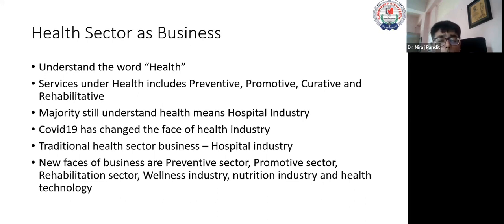See, in this, preventive, promotive, rehabilitative, and wellness are mostly from the service point of view. Nutrition and health technology have some attachment with production or manufacturing. So this is also a new scope and opportunity, not only service but service attached to manufacturing, which is health technology and the nutritional industry. There is huge scope and opportunity. We will discuss this in the series of these sessions. Today, I will discuss one sector, and give a brief idea of how these sectors are important from the business point of view.